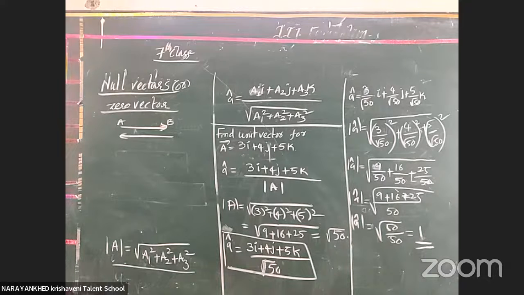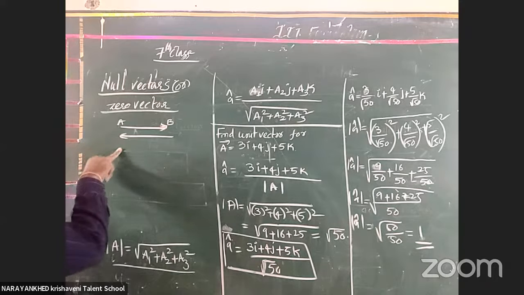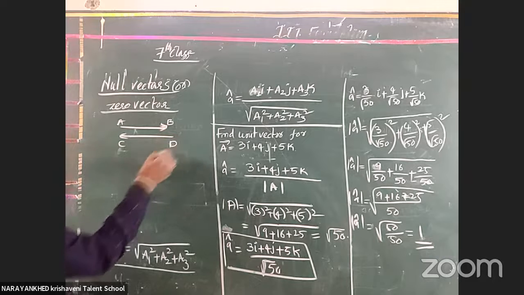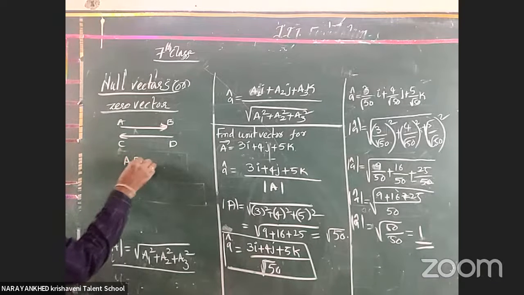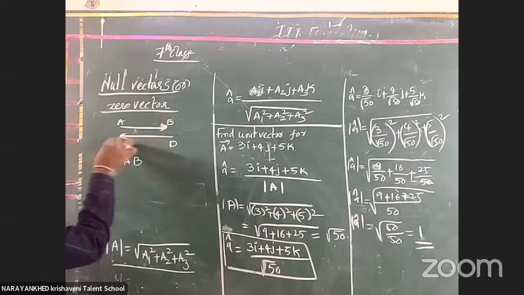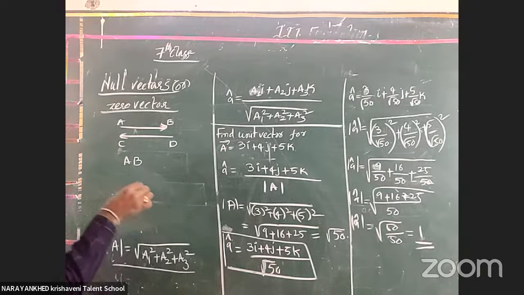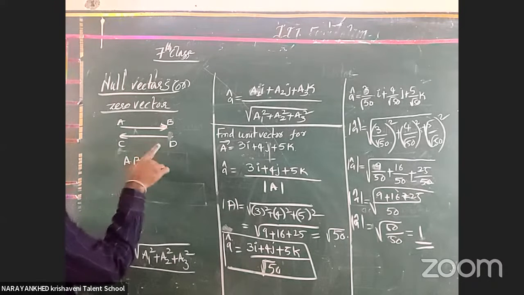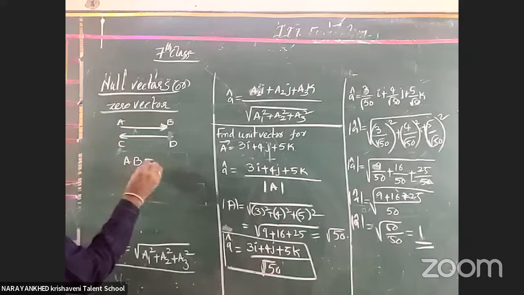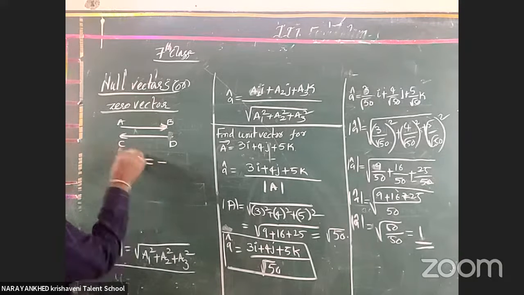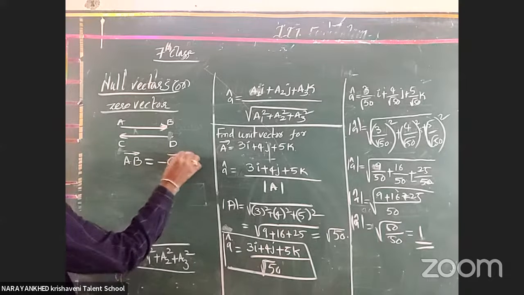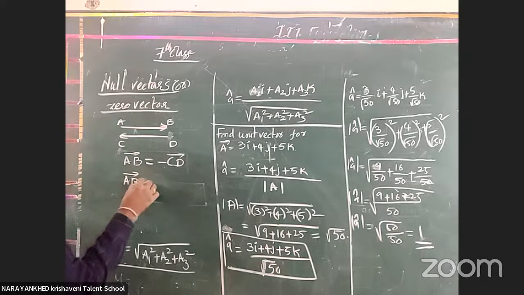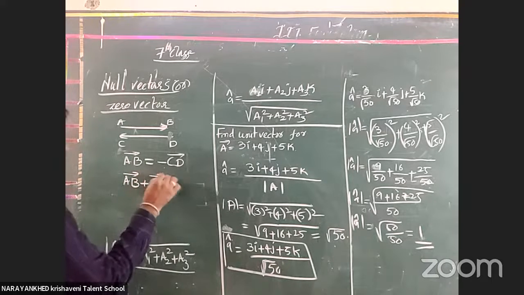Now there is the zeroth vector. What does the zeroth vector mean? One is AB, another one is CD. AB is in one direction, CD is in another direction. Clear? Both are the same in magnitude, but one is opposite to the other. When I take these two vectors, their sum results in what? Zero. That is, AB bar plus CD bar is equal to what?